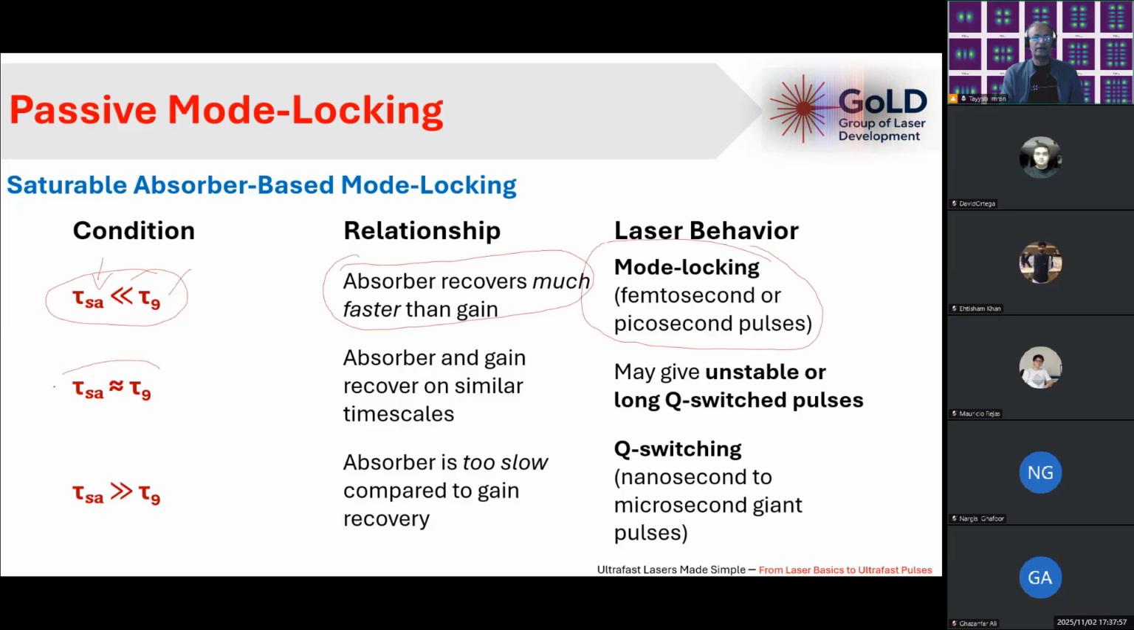If the decay time and the recovery time are almost equal, then you may get a Q-switched pulse. Not a very short pulse, but a Q-switched pulse, and it may give you some unstable pulses. It may not be 100% Q-switched pulses. So in this case, the absorber and the gain recover on a similar time scale, which is not needed.